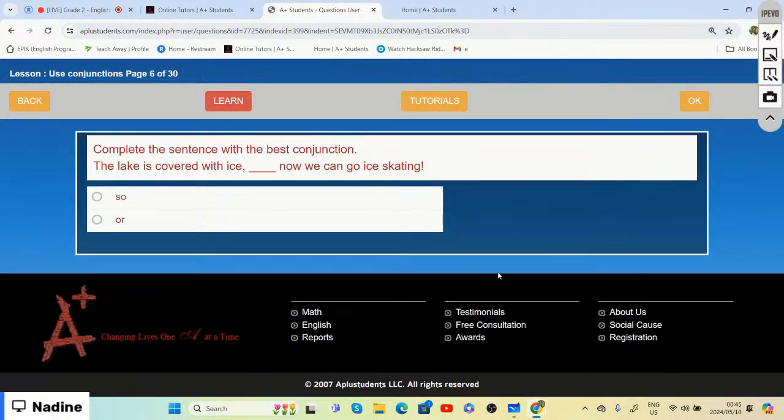So well done. All right, let's do the last one and then we are done with our lesson. The lake is covered with ice. Do we say, so now we can go ice skating? Or the lake is covered with ice, or now we can go ice skating? What is the correct conjunction, or the best conjunction, to complete the sentence?